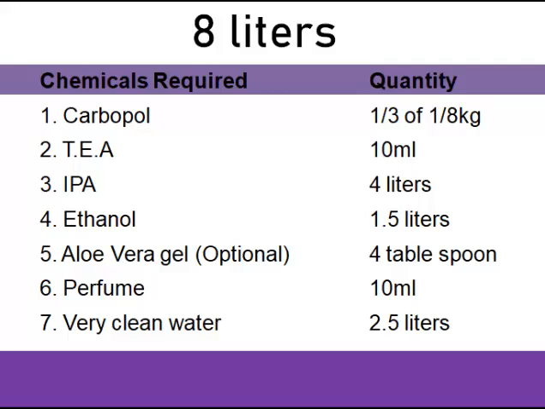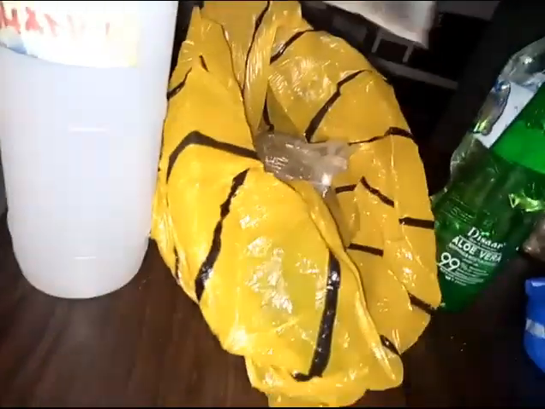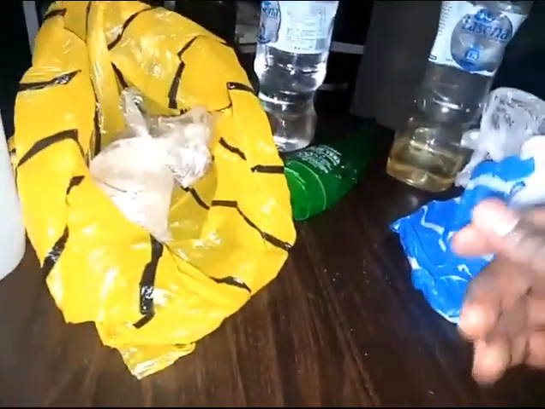So far we already have a gel, and your IPA is 4 liters, while your ethanol is 1.5 liters. Then perfume is just 10 milliliters, which is also very optional. Then clean water is also involved, and that clean water is just 2.5 liters. So let's go into our chemicals. This is carbopol. These are our tea, these are our IPA, ethanol, aloe vera gel. Like I said, it's optional, and you can use the plant aloe vera gel, just strip the inside, and this is our perfume.